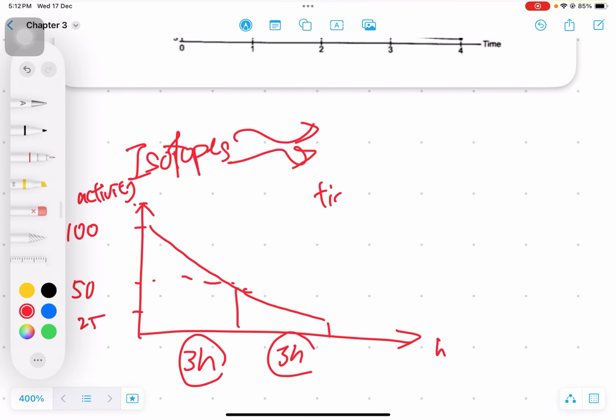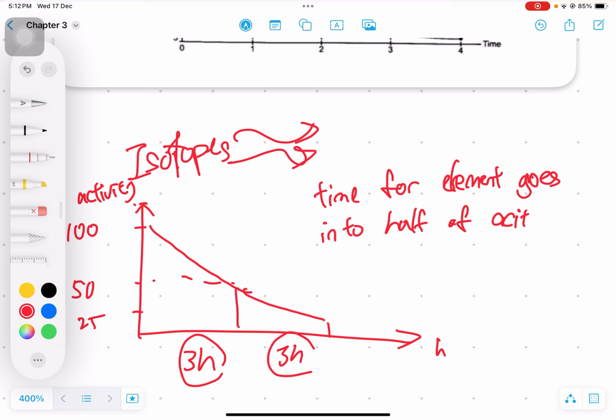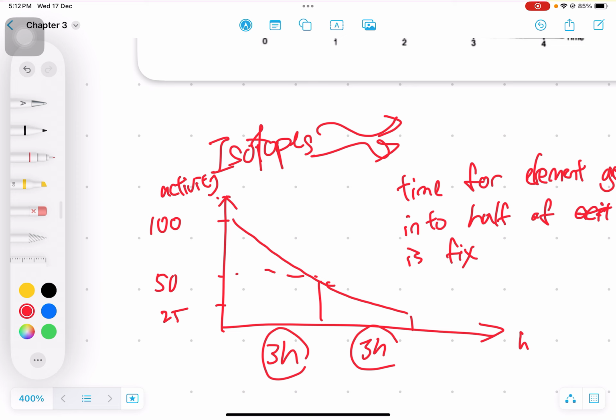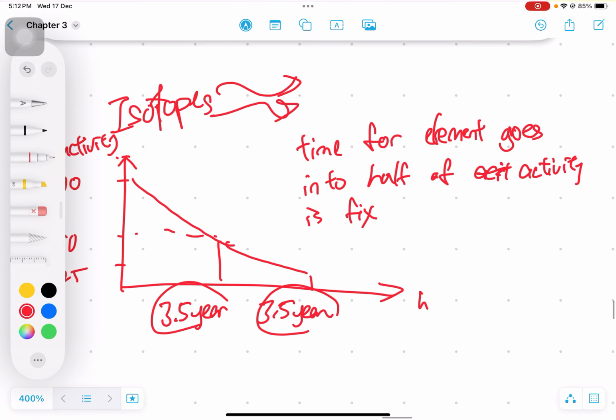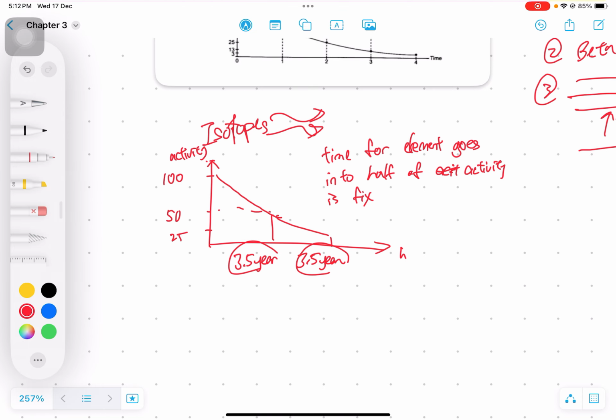The time for an element to go into half of its activity is fixed. If from 100 to 50 uses 3 hours, from 50 to 25 uses 3 hours. Sometimes from 100 to 50 maybe they use 3.5 years, and for 50 to 25 it's also going to be 3.5 years. It's going to be fixed for a different element, depending on what the element or isotope is.